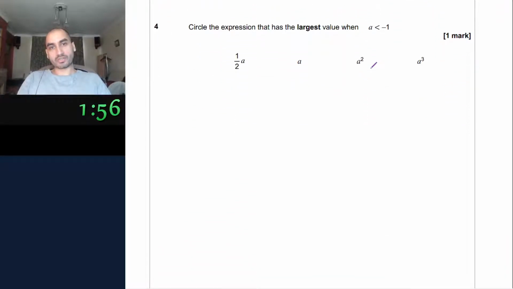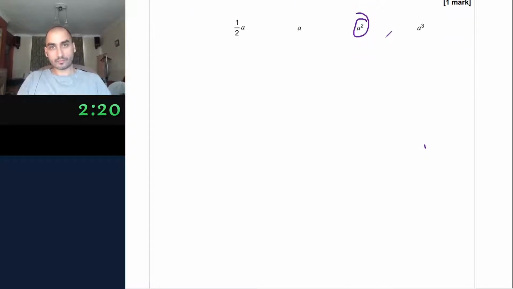Circle the expression that has the largest value when a is less than -1. So if it's negative and you square it, it's going to be positive. Everything else is going to be negative, so it's going to be that one. Okay.